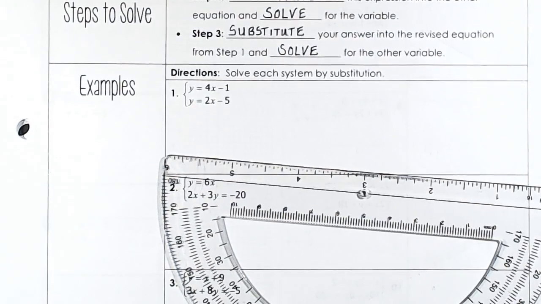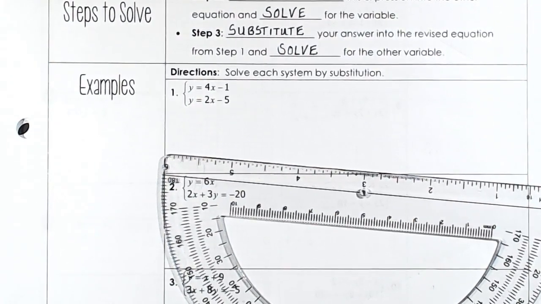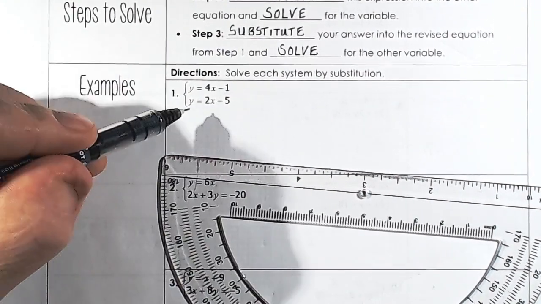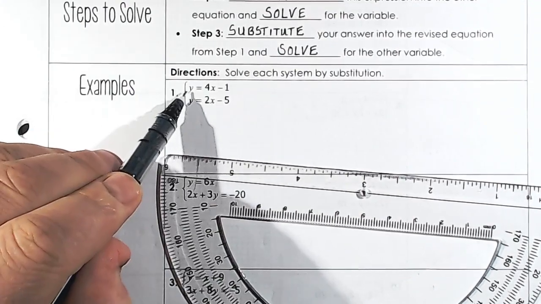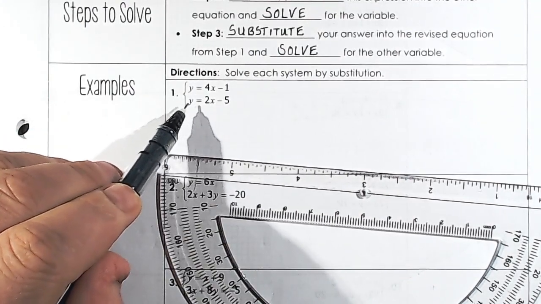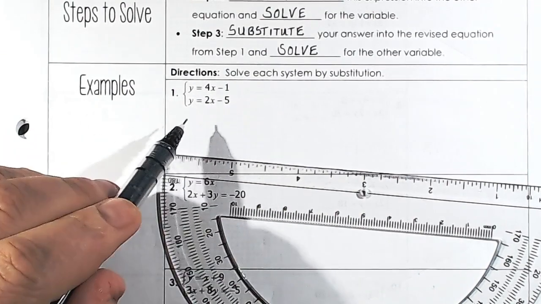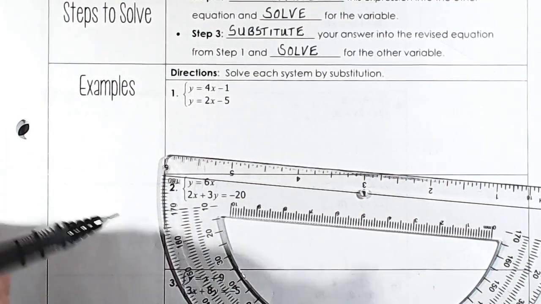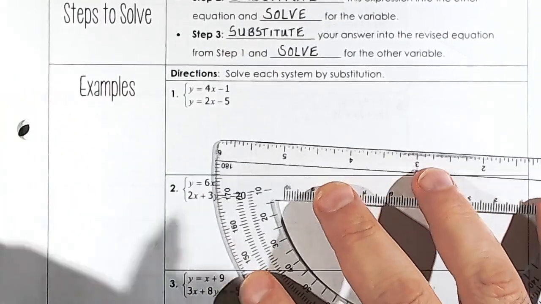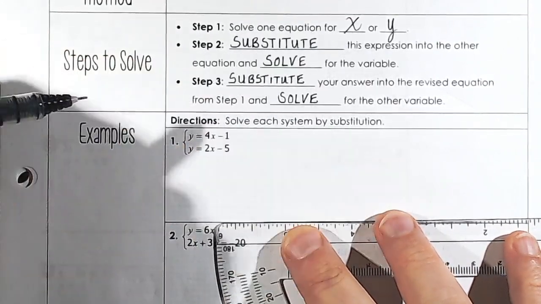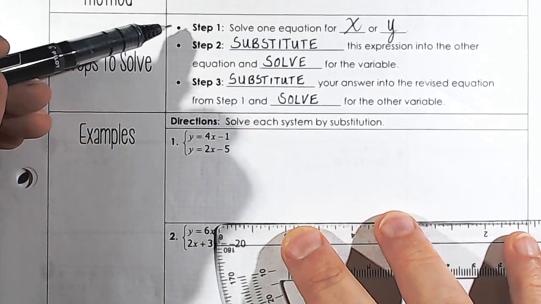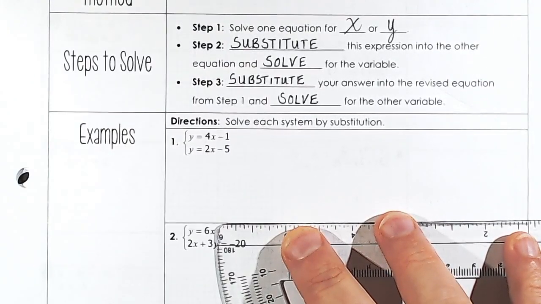We're asked here to solve each system by substitution. This first example kind of gives a false sense of security about what you're supposed to do. Here you see that we have both equations solved for y: y equals 4x minus 1 and y equals 2x minus 5. If we're following our steps, we've already solved one of the equations for x or y because they're given to us solved already. So in this example, step one's already done.